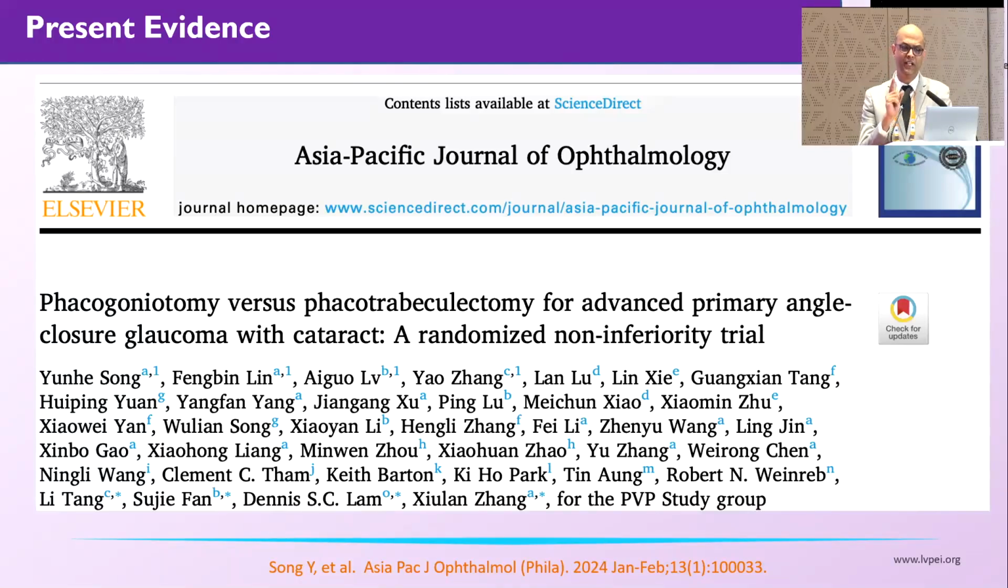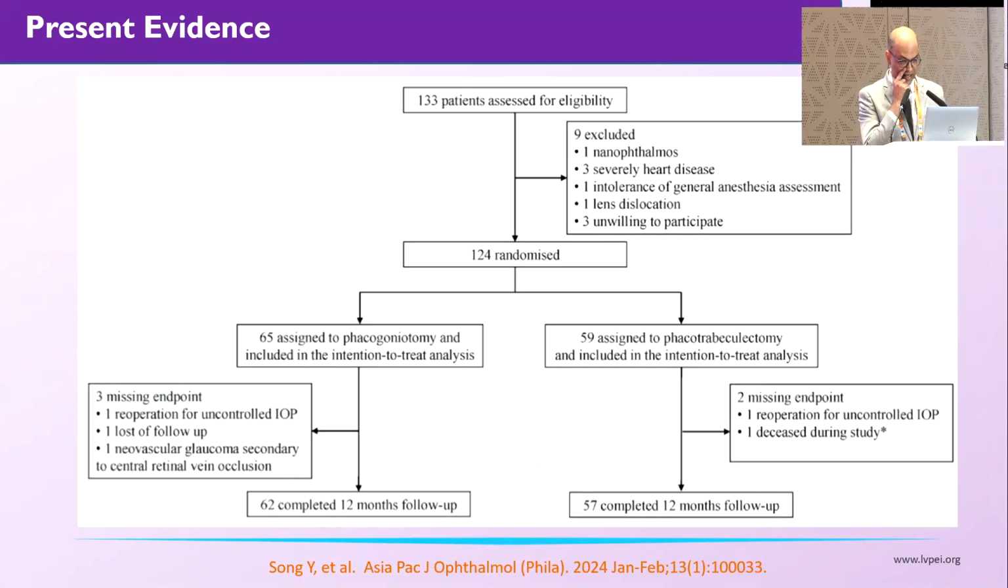Now let us look at the 2 randomized controlled trials. The first one is from Song et al. It was a multi-center trial. You can see the names involved here, big names across various nations. What they did was randomize 124 eyes, 65 to phacogoniotomy with a Tanito hook, and 59 to phacotrabs.